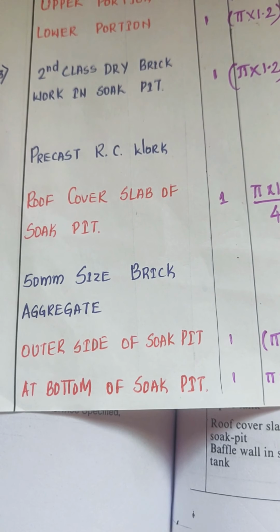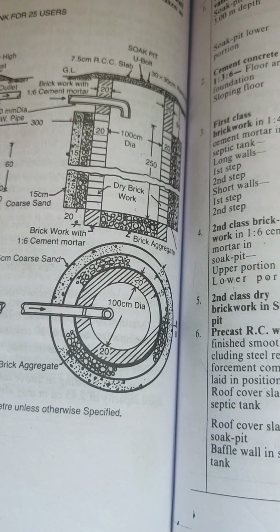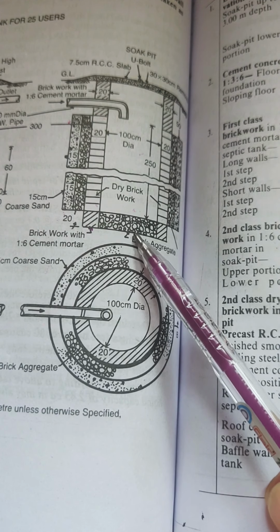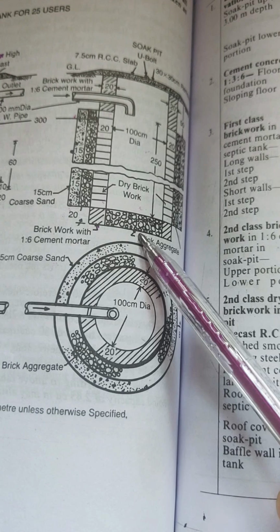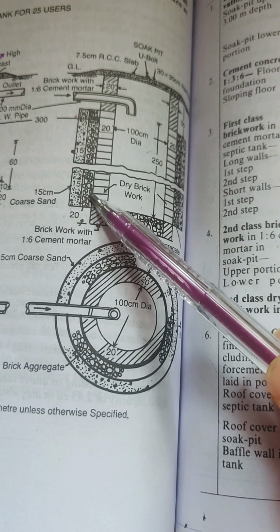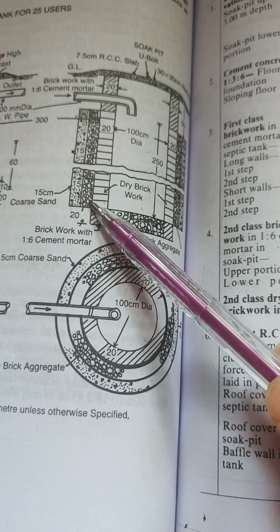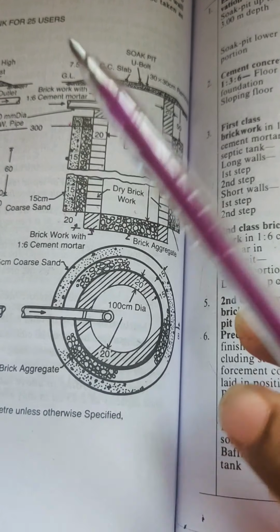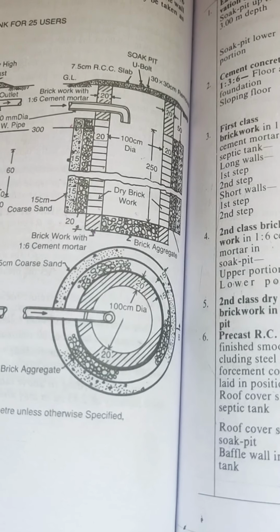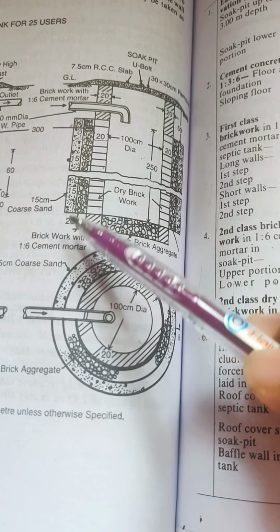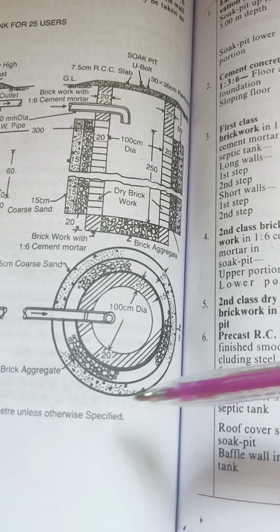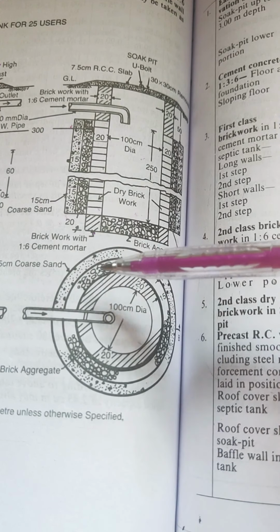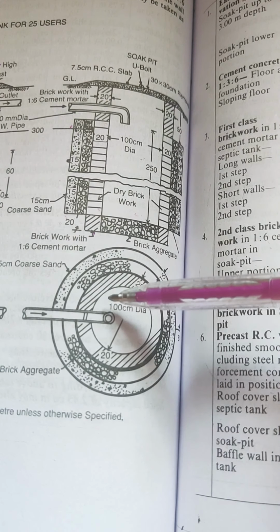Next comes 50 mm size brick aggregates. Now where are these 50 mm size brick aggregates? So he has mentioned here, these are the brick aggregates. So these are the brick aggregates and these are the brick aggregates. Now you see the difference here. Now this brick aggregate, what you see here is circular in shape, means what? It is only occupying this amount of the volume, whereas it has no relation with this other part.